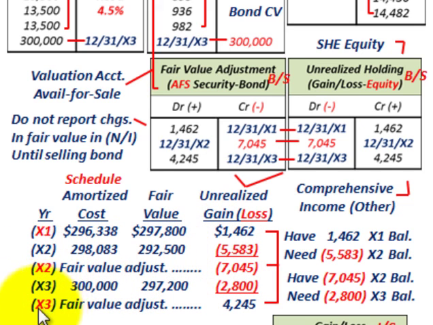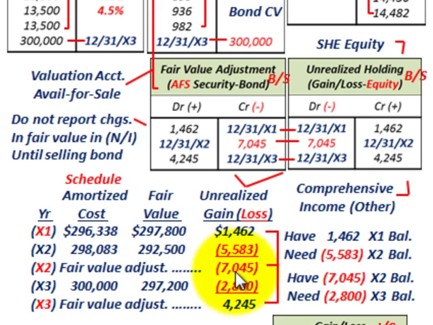Now we have to get into our fair value adjustment for year X3. So again, we just look at year X3, the amortized cost at, let's say, a maturity value of $300,000, and the fair value at that date was $297,200. So you can see our fair value is less than our cost, so we're going to have an unrealized loss here of $2,800. But now for our adjustment account, this is again where we have to go in and look at our debits and credits.